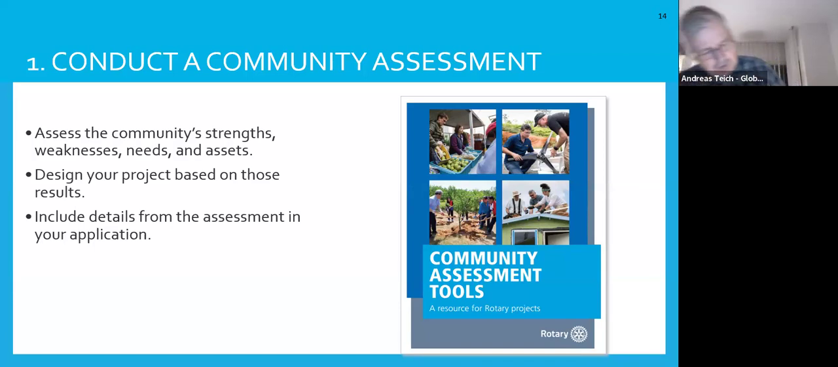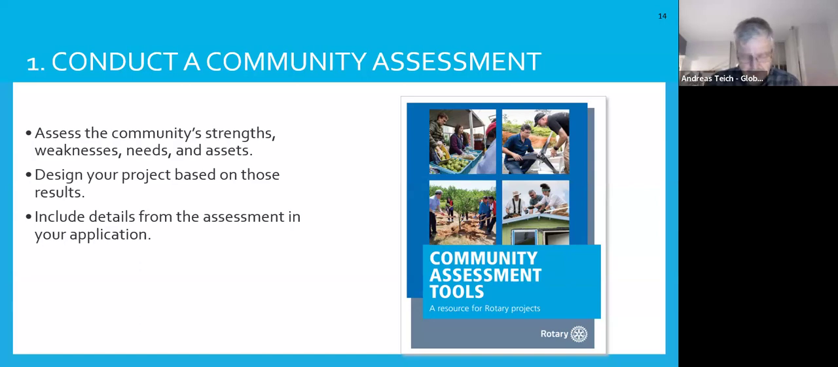When you apply, clearly indicate how you conduct your assessment and describe the methods used. Could be a survey, could be interviews, community mapping. Explain who you talk to, identify the people in the community who agreed to help with the project, describe in detail what you learned from the assessment, and explain how the project you're proposing grew out of what you learned.